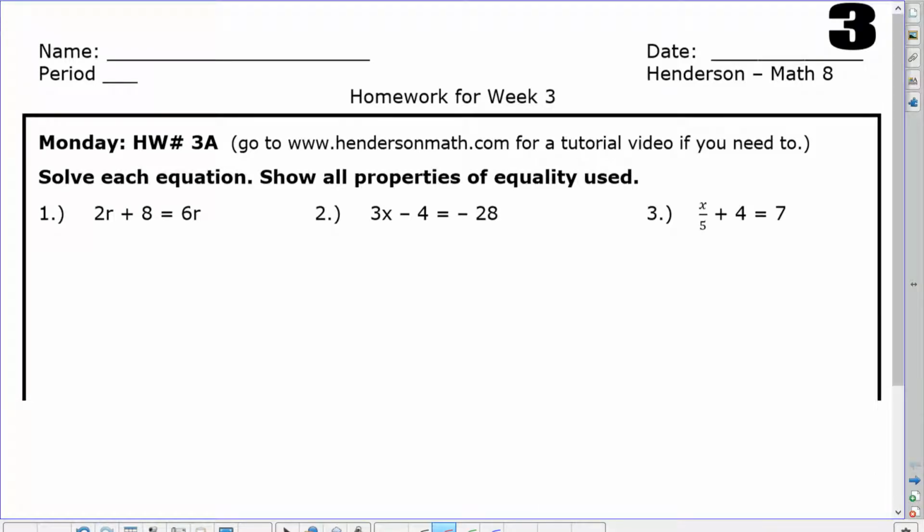In this video, you will learn how to solve the problems for homework number 3. The directions say to solve each equation and show all properties of equality used. A property of equality is when you use an inverse operation and you write it fairly on both the left and right side. You'll notice in question number 1 that there is a variable term on the left side and a variable term on the right side.